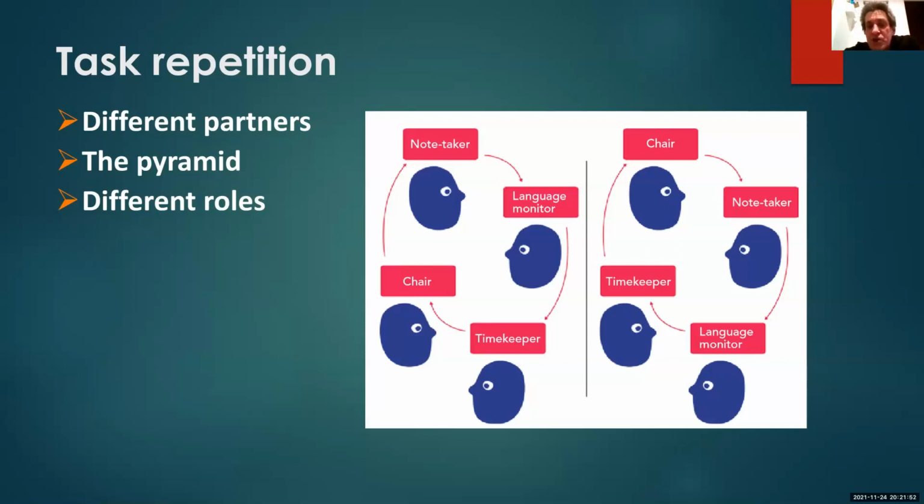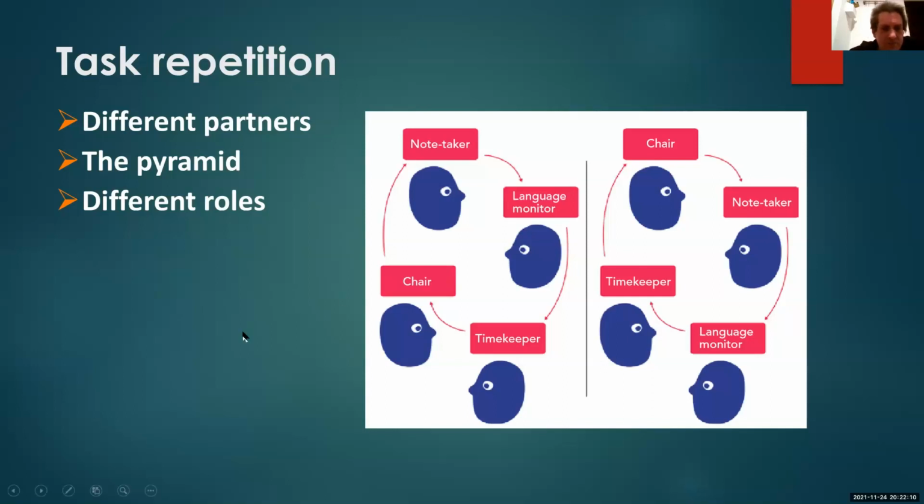It might be that there's a chair, it might be a note taker, it could be there's somebody just keeping time and making sure that they don't overrun their allotted time. And that's time when I should check my clock. So we can do it by changing roles to a certain extent.